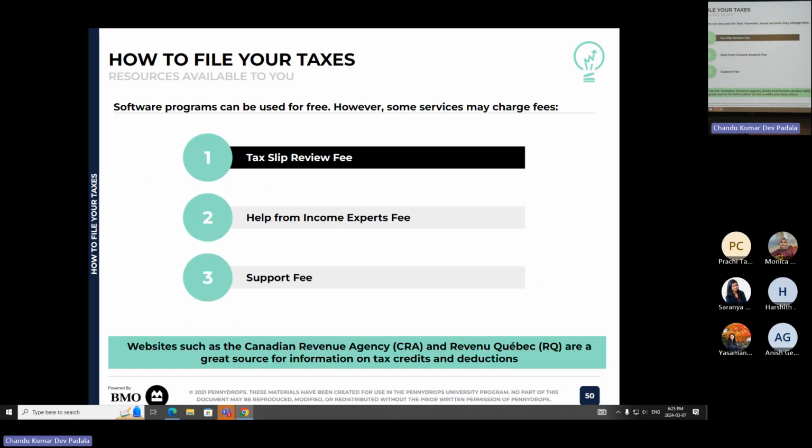So like I said, usually they can be used for free, but there's some extra services they may charge you for. So if you want to review your tax slip in detail or get help from an expert, if your tax situation is more complicated, you can get an expert to help you. Normally for students or young adults, our tax situations are pretty straightforward. So you're likely not going to need to pay extra for this, but it is available if you feel like you do need it.